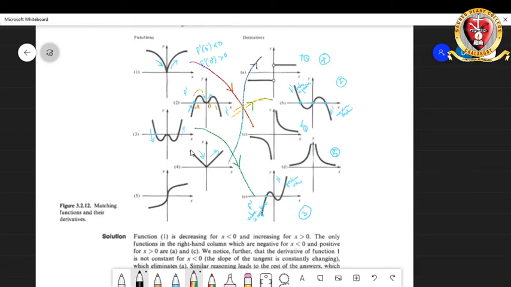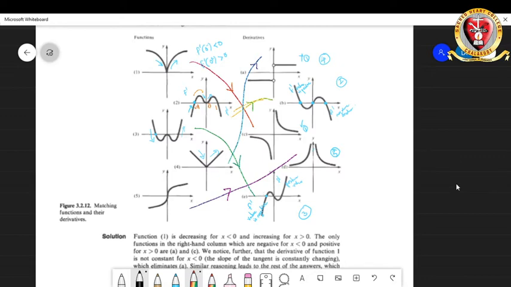Why? Because here the function is decreasing, so it should have a negative derivative. It is minus x and this is x. So when you take the derivative, you get minus 1 on this side and 1 on the right side. So 4 is mapped to A. And then when you observe, 5 can be mapped to D. Why? Because here the function is increasing and then again increasing. That means the derivative is all positive, above 0. So you can map 5 to D.